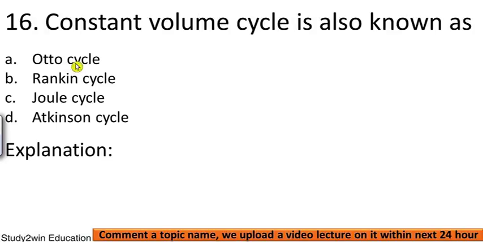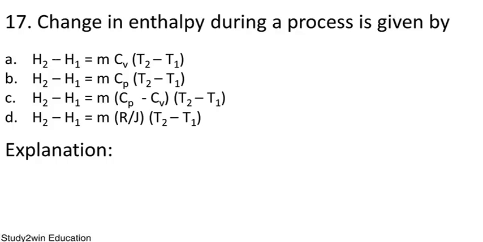Question number 16. Constant volume cycle is also known as: Otto cycle, Rankine cycle, Joule cycle, and Atkinson cycle. We have already seen it. Option A is the correct one.